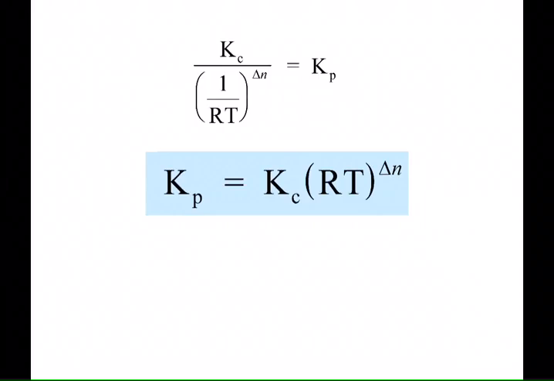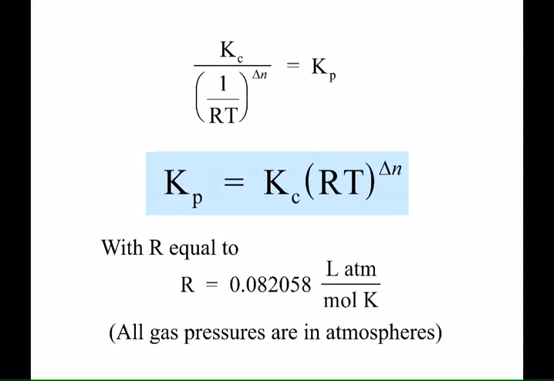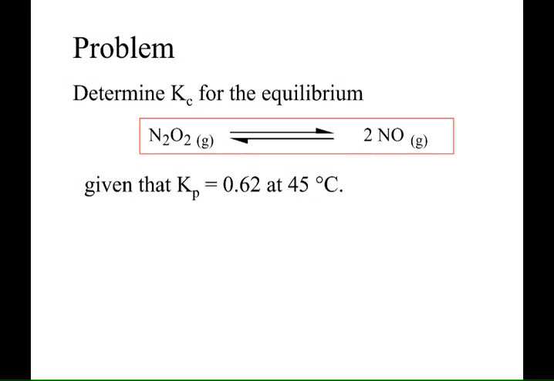And this blue box represents something that you can take to the bank and use: the relationship between the equilibrium constants in partial pressures versus molar concentrations. If your delta N is zero, then they're equal. The value of R we're going to use is the one we used with gases, 0.082058 liters atmospheres per mole Kelvin. So if we're using that constant, we need to make sure our partial pressures are in units of atmospheres.